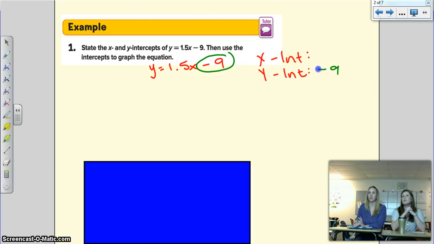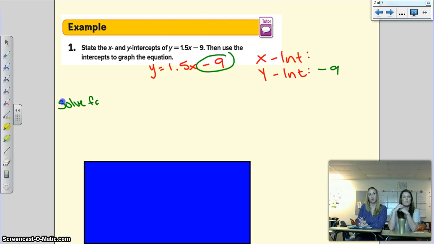Y-intercept, negative 9. Now, do you like them to write it as 0, negative 9, an ordered pair? I'm okay with that. As long as you know that negative 9 is on the y-axis, you can write it like this. Okay, so then to solve for your x-intercept, you plug in a 0 where y is.